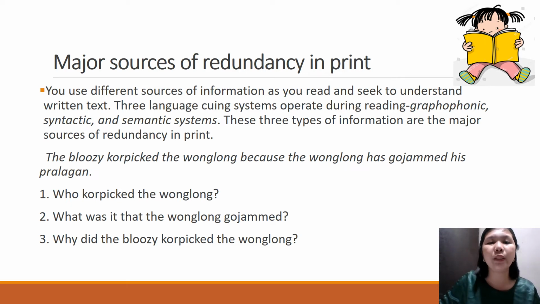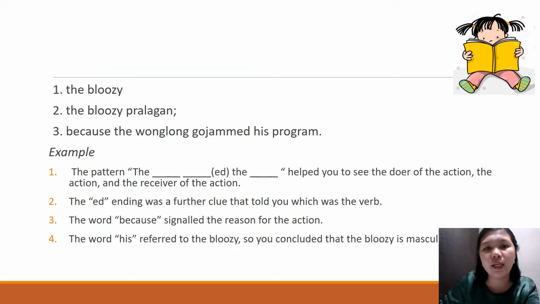Number 1, who picked the Wonglong? Number 2, what was it that the Wonglong go jumped? Number 3, why did the blue seeker pick the Wonglong? Were you able to give these answers? The answer for number 2 is the blue seeker's pralagan. And number 3, because the Wonglong go jump his pralagan. I'm sure you did guess the correct answer.